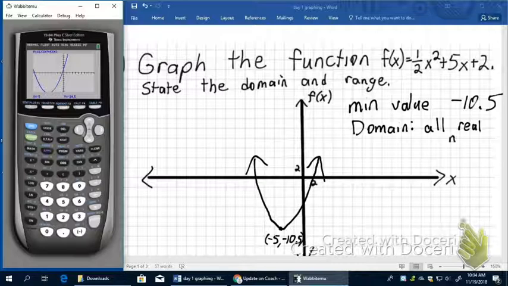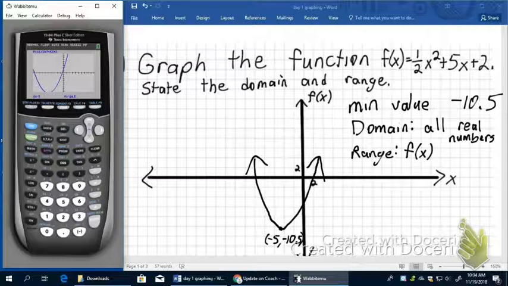Let me go ahead and write that in here. And then your range is not going to be less than or equal to on this one. The reason why it's going to be greater than or equal to is because this was a positive function. Now, also a detail here is it's going to be f of x, not y. So it's going to be f of x is greater than or equal to negative 10.5.